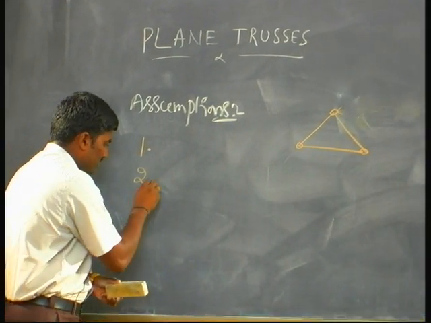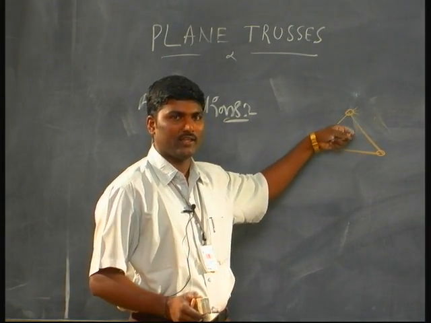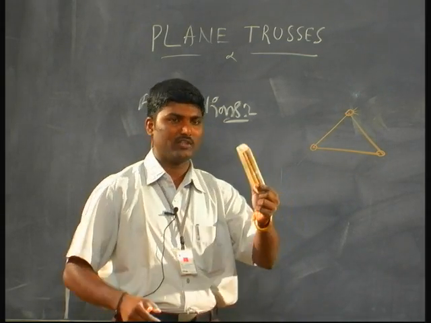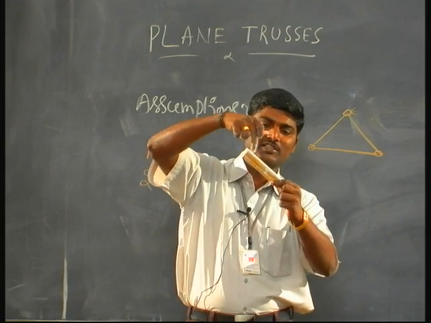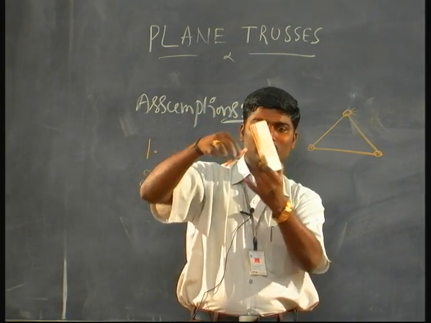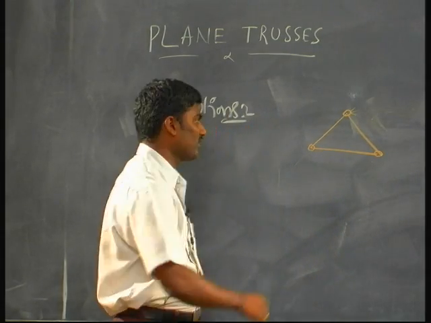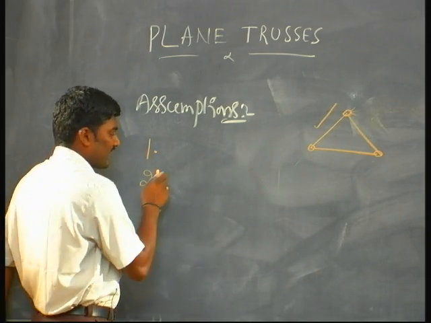The second assumption: all my bars should lie in the vertical plane only. Meaning that if this is a member, this is another member, and there will be another member here, the axis of this one, the axis of this one, the axis of the third member, all the axes must lie in a single vertical plane. This is called the second assumption.